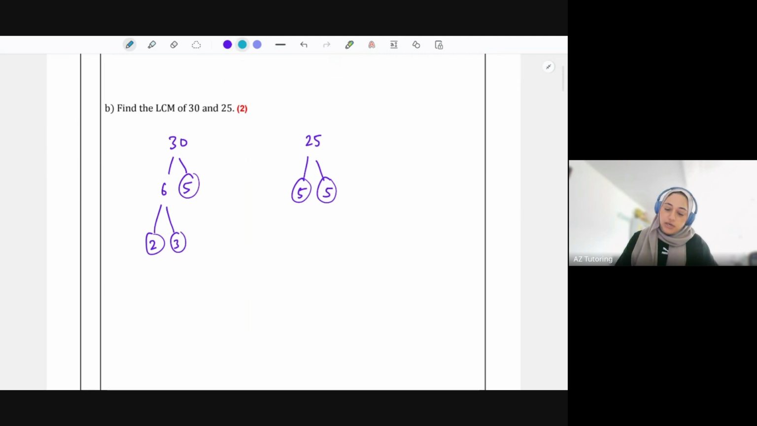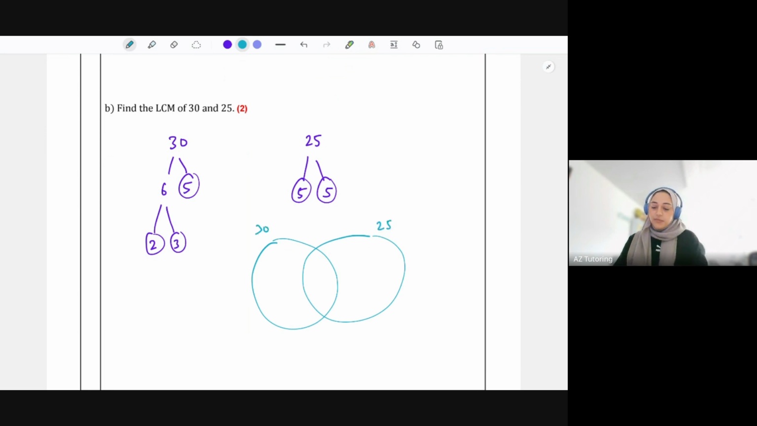So all we need to do now is make a Venn diagram for both 30 and 25. What numbers appear in both of them? Well, 5 does, so I can put that in the middle. Are there any more numbers that appear in both? Nope, so let's put all the remaining in. We've got 2 and 3 on this side, and for 25, we've got just the 5.